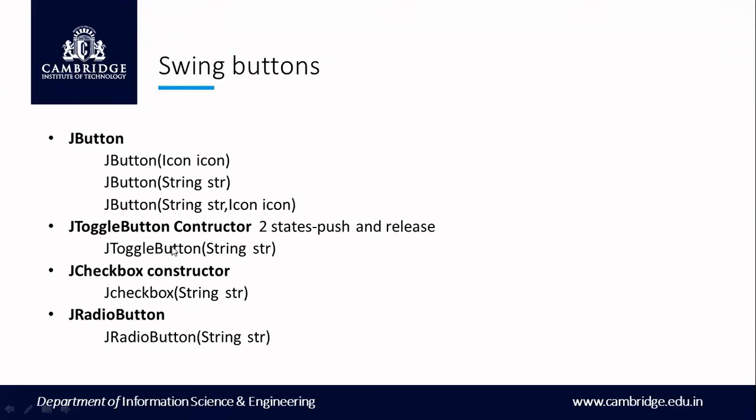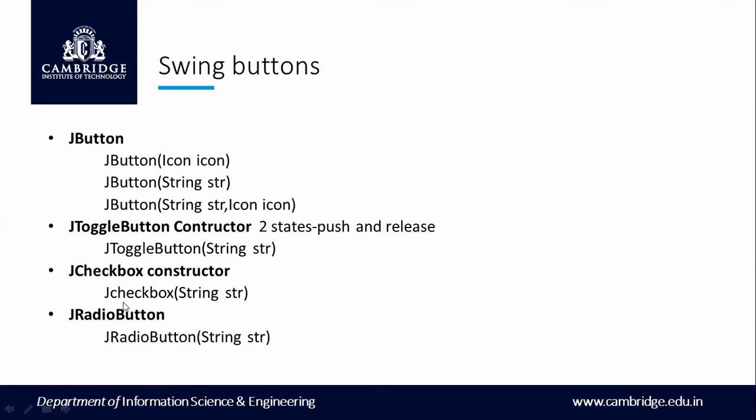So JToggleButton is the name of the component, the name of the button. String str, what is the string name of the button that has to be present? Next, the other type of button is the checkbox. A checkbox is, you know, a small square box, and inside the square you put a tick mark.